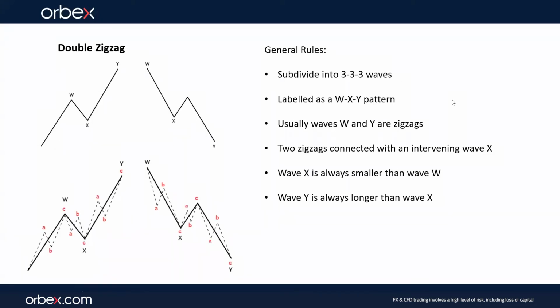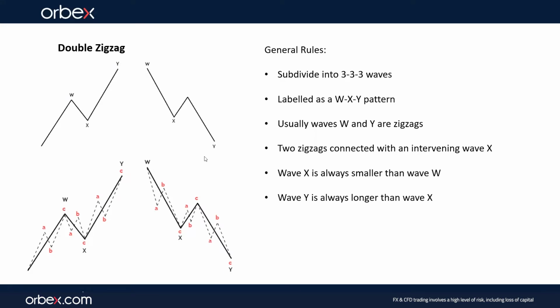So double zigzags. Now, what we've got here is basically, well, it is what it is, double zigzag. So we've gone from a single zigzag or a simple zigzag to a double zigzag. So let's look at the diagrams here. To spot a double zigzag, we've gone to different letters now, not A, B, C, but W, X, and Y.